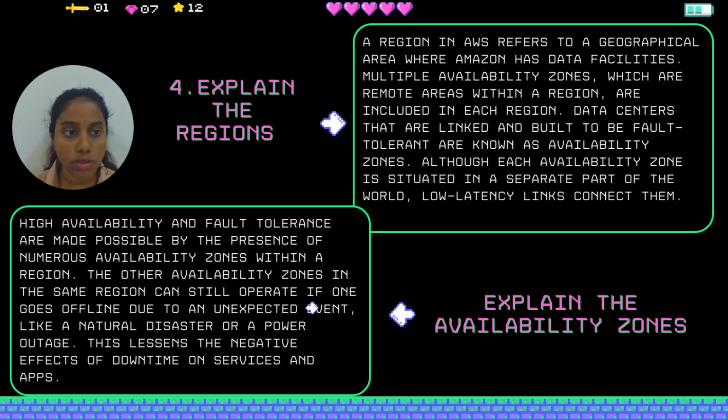So, for availability zone, data centers that are linked and built to be fault tolerant are known as availability zones. Although each availability zone is situated in a separate part of the world, low latency links connect them. High availability and fault tolerance are made possible by the presence of numerous availability zones within a region. The other availability zones in the same region can still operate if one goes offline due to an unexpected event like a natural disaster or a power outage. This lessens the negative effects of downtime on services and apps.